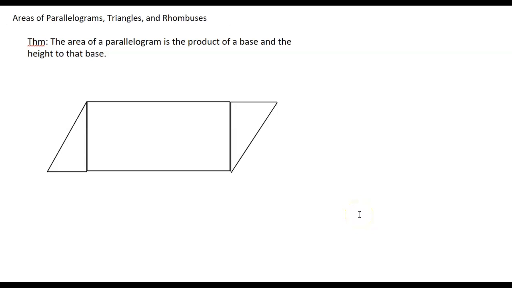In this screencast, we're going to learn how to find areas of parallelograms, triangles, and rhombuses. Okay, the first one is the area of a parallelogram, and it's the product of a base and the height to that base. So the base is this complete distance down here, or it could be up here, of course, and then the height is the perpendicular distance between the two bases. It's got to be perpendicular.